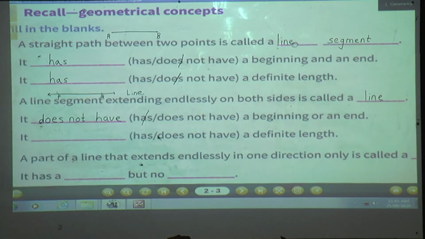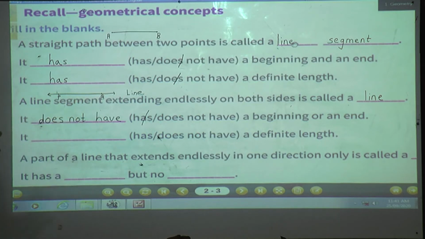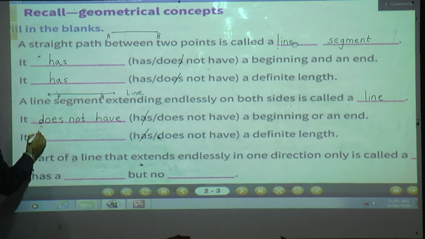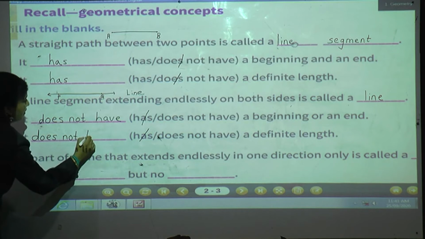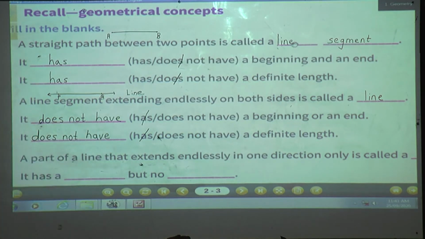Now next one, it dash has or does not have a definite length. So students, we can't measure it. So our answer is, it does not have a definite length. Now students, see the next one.